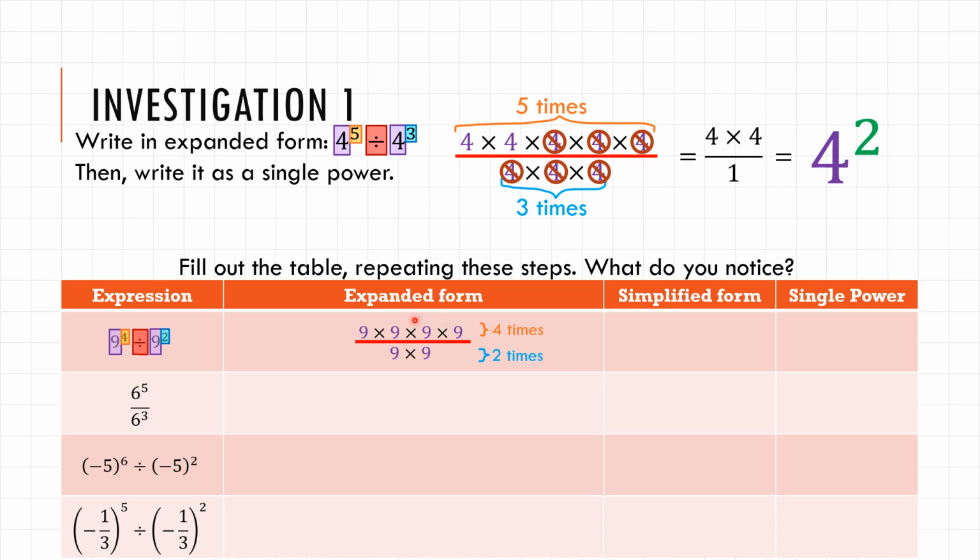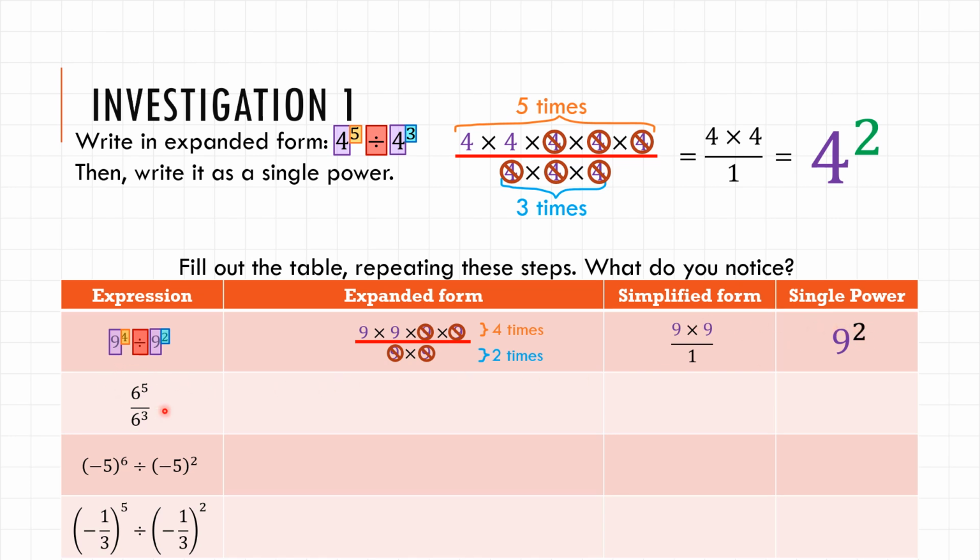What's going to happen here? When we're multiplying by 9 and dividing by 9, the same way that we did up here, these two will cancel out, and so will these two, and we'll be left with just 9 times 9 on the top and 1 on the bottom, right? This is all times 1, just like we did over here. And this, as a single power, the way we write this is simply 9 to the power of 2.